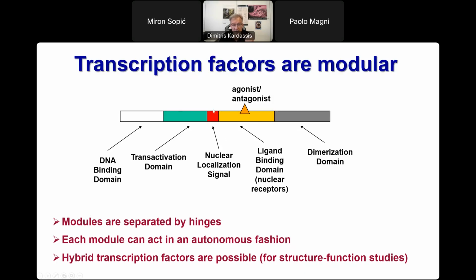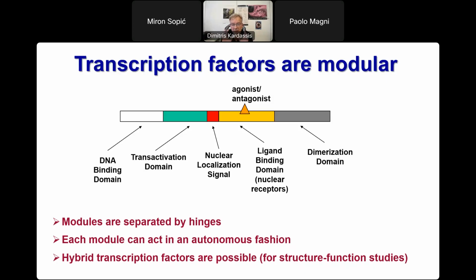So these modules are separated by hinges. Of course, each module has its own well-defined structure. And these domains, these modules, are separated by non-structural regions, which are called hinges. So each module can act in an autonomous fashion. It's like the parts of a machine. Each part has its own function. You can take one part from one machine and put it in another machine and it can still work. And the same is true here.